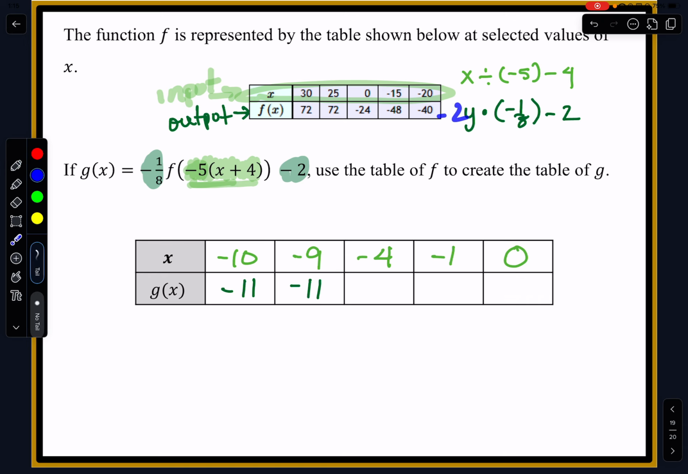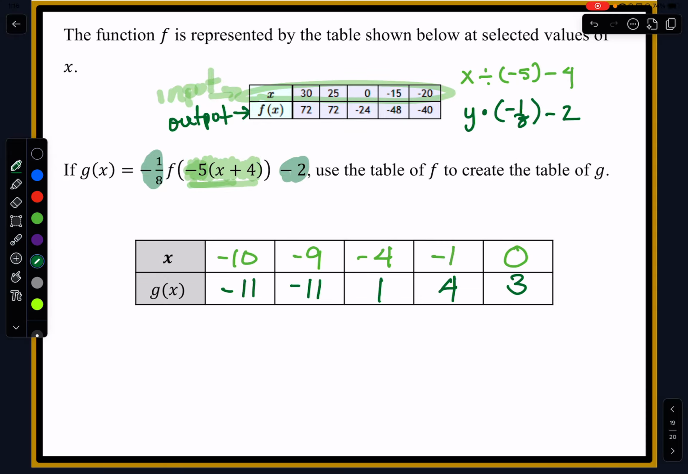And now negative 24. Negative times negative is positive. And 24 times 1 over 8, that's 3. So 3 minus 2 is 1. Now negative 48, a negative and a negative is positive. And 48 times 1 over 8, that is 6. And 6 minus 2 is 4. And now negative 40. Negative 40 times negative, that's positive, and 40 times 1 over 8, that's 5. And 5 minus 2 is 3.